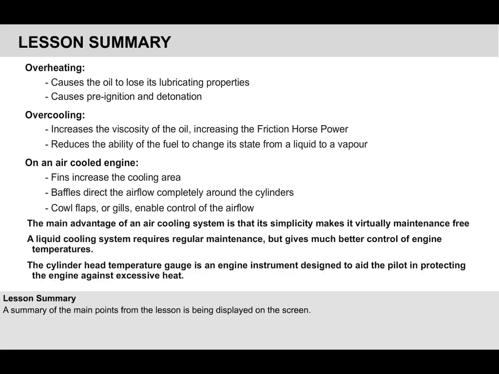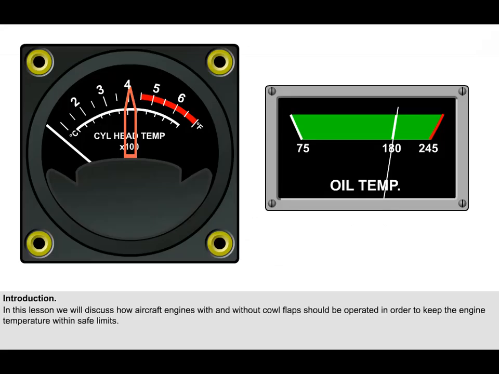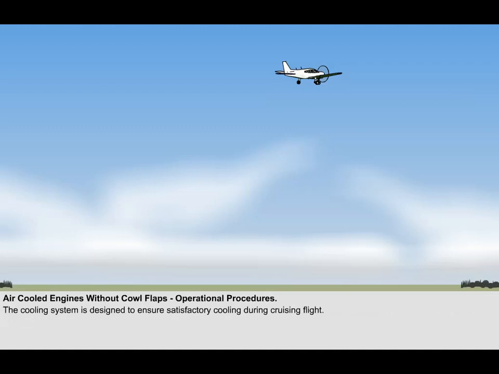The cylinder head temperature gauge is an engine instrument designed to aid the pilot in protecting the engine against excessive heat. In this lesson, we will discuss how aircraft engines with and without cowl flaps should be operated in order to keep the engine temperature within safe limits. The cooling system for any particular type of engine is designed to ensure satisfactory cooling during cruising flight when the forward speed of the aircraft should give an adequate flow of cool air.